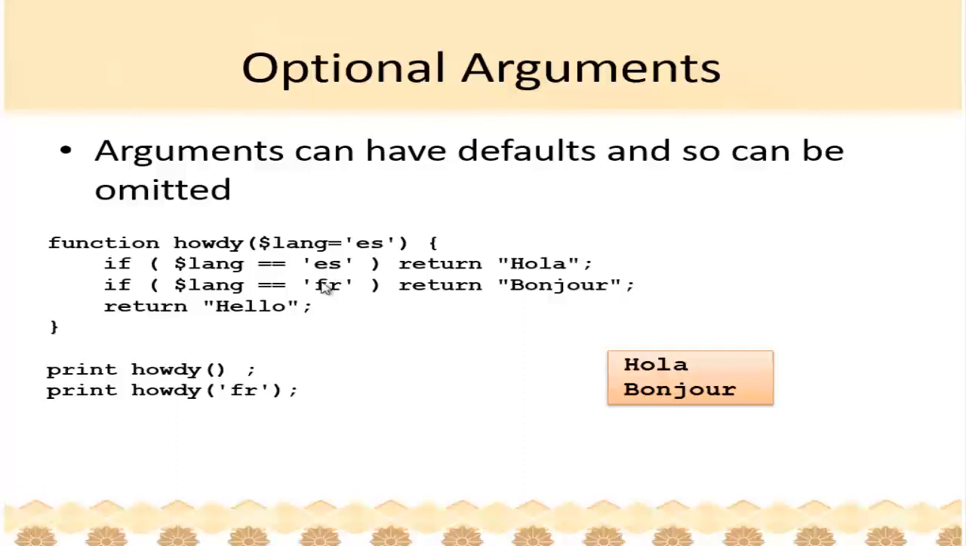So when there is a default value, if you don't supply the argument, it is assumed that the default value is taken. So you can specify a default value if you want, and if you supply an actual parameter, that will override the default. If you notice over here, ES is being supplied, and if nothing is supplied, it takes the default and prints this one. If FR is supplied, it will take the FR and print the other one.